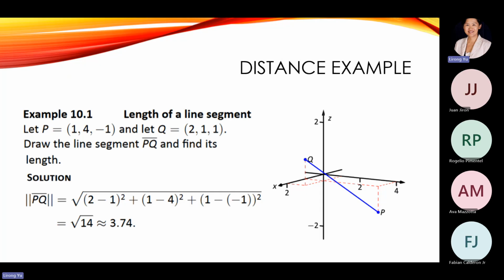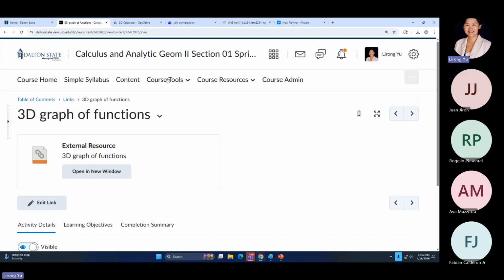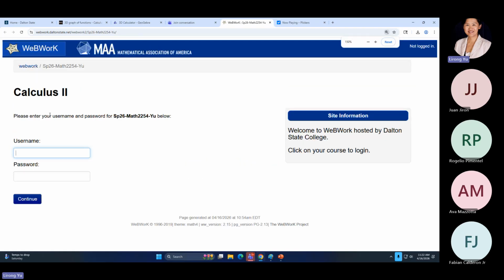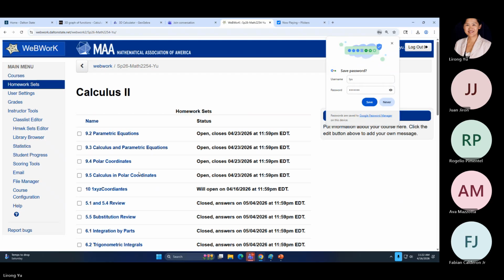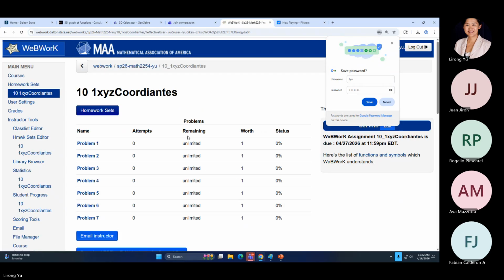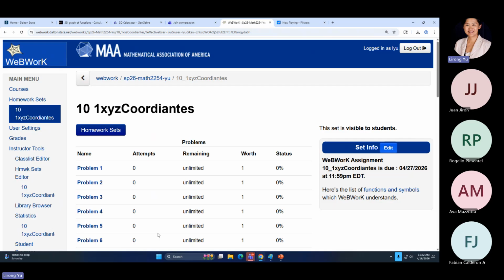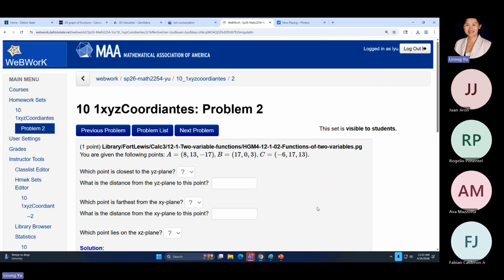This was one of the examples. Given any 2 points, we should be able to find their distance. I think I assigned some homework on that, so we would know how the distance formula works. I didn't assign a lot of homework, and it focuses on the XYZ coordinate system. That's why I call it the XYZ coordinate. This was the second question.